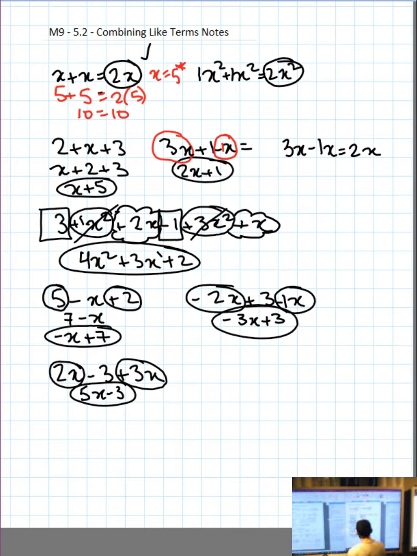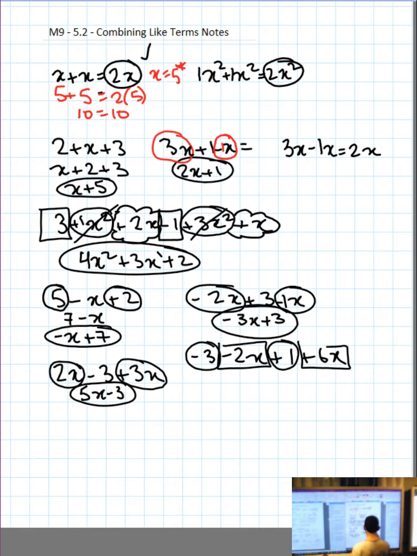Continuing. Negative 3 minus 2x plus 1 plus 6x. This time we have two like terms. So let's circle the numbers, negative 3 and positive 1, and let's box the x's. And negative 3 plus 1 is negative 2. And negative 2 plus 6 is 4, plus 4x.